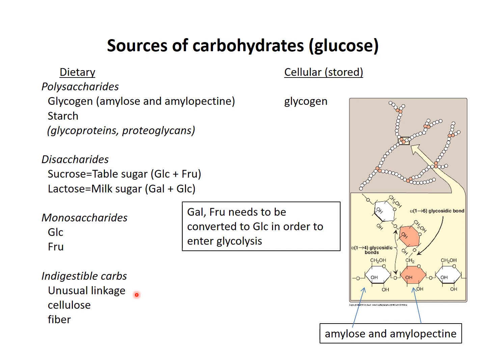We also have indigestible carbs that contain unusual linkages that we cannot hydrolyze in the digestive tract, and we eat a lot of cellulose, of course, from plant sources, which we cannot digest. Fiber is very important to eat. That also is indigestible, but very important for the health of the GI system.